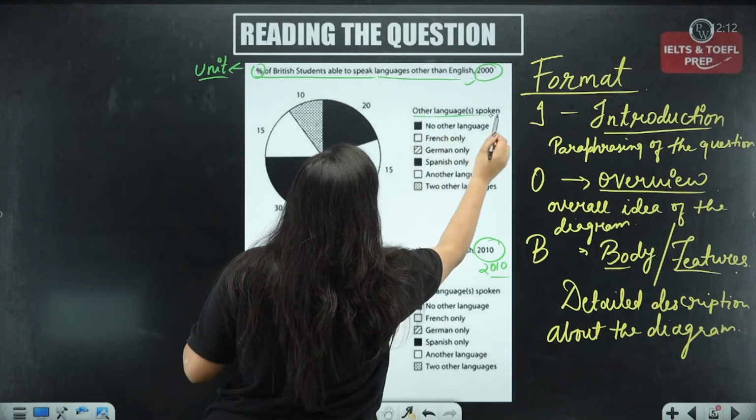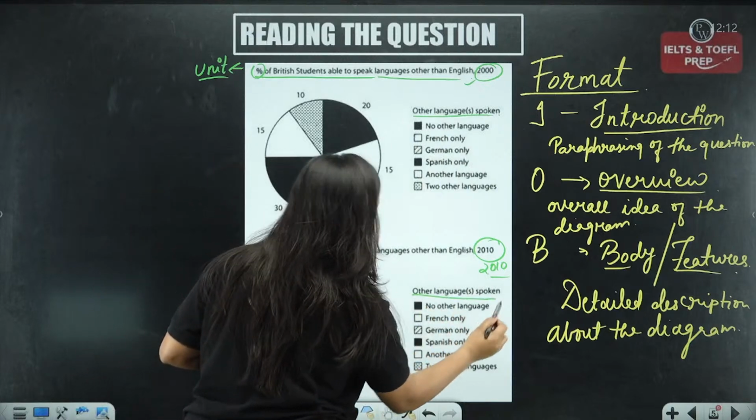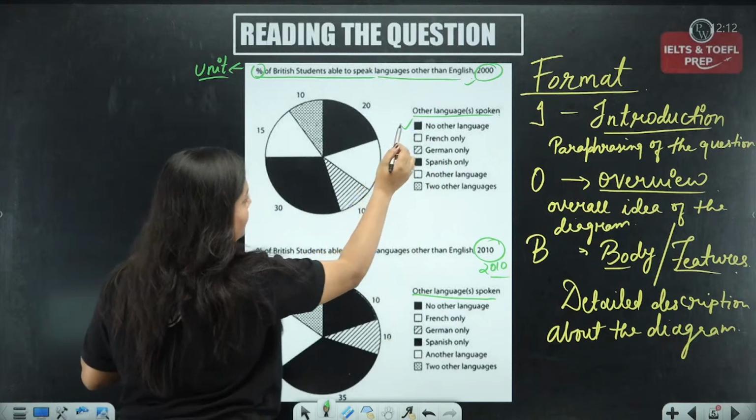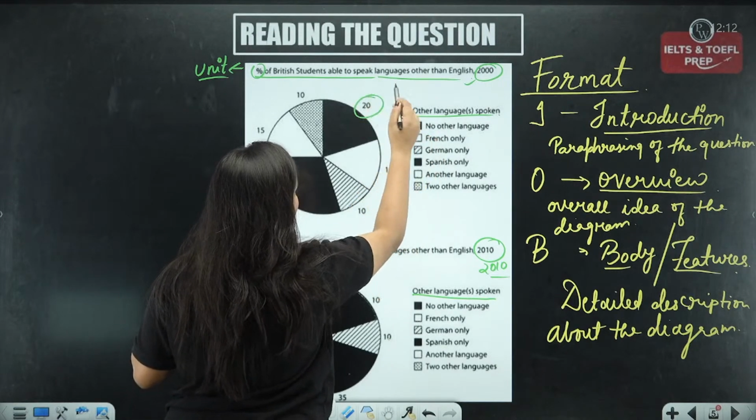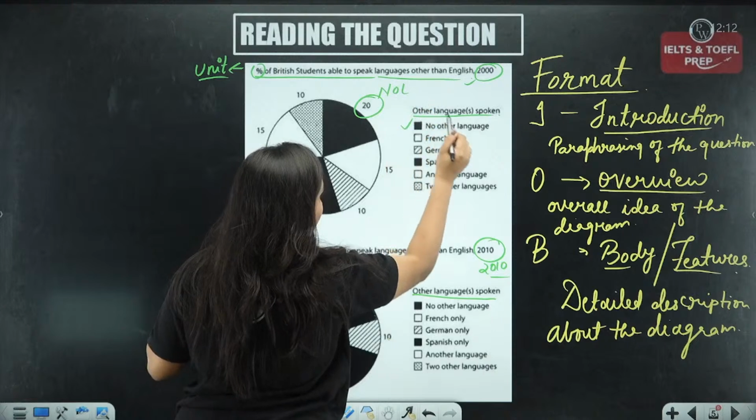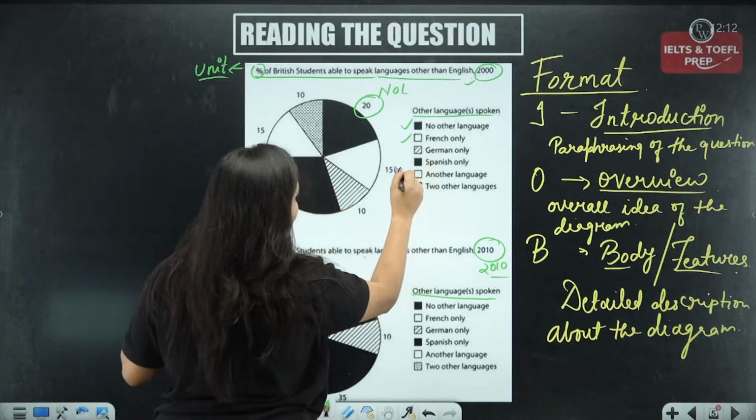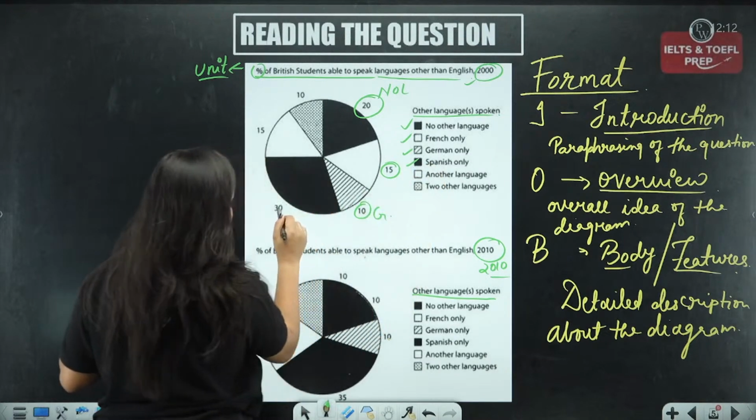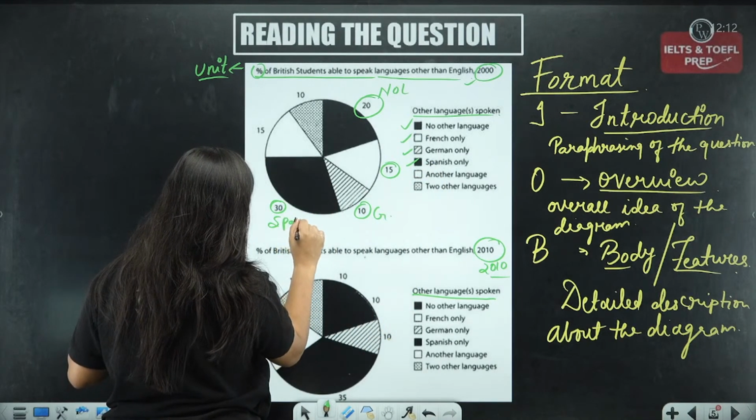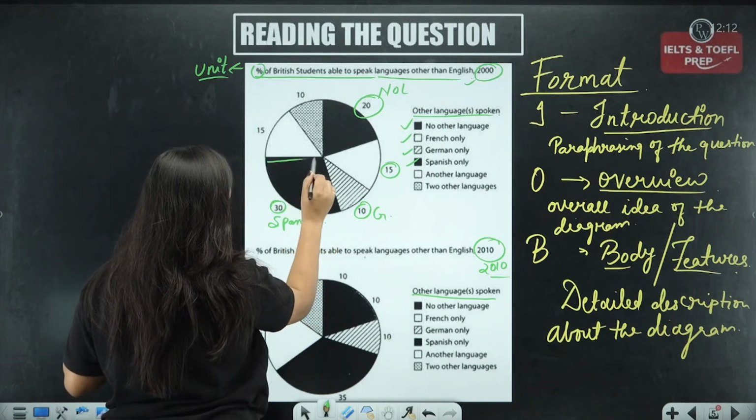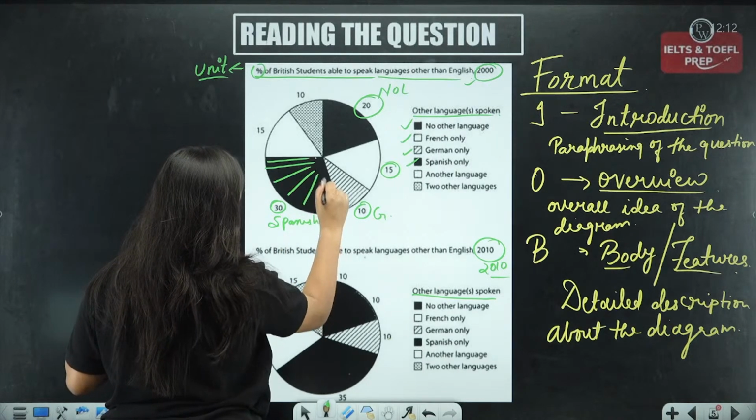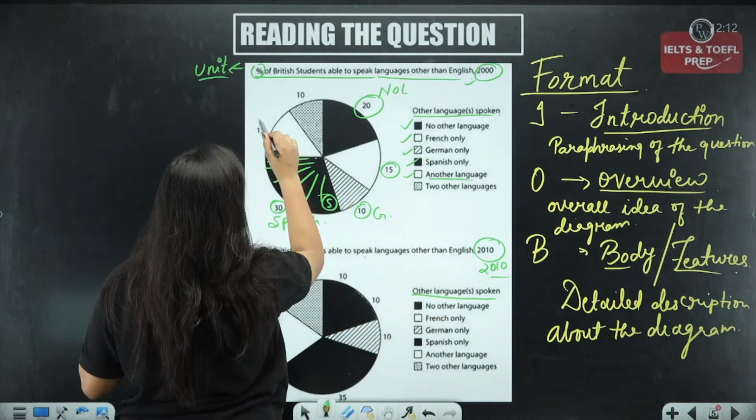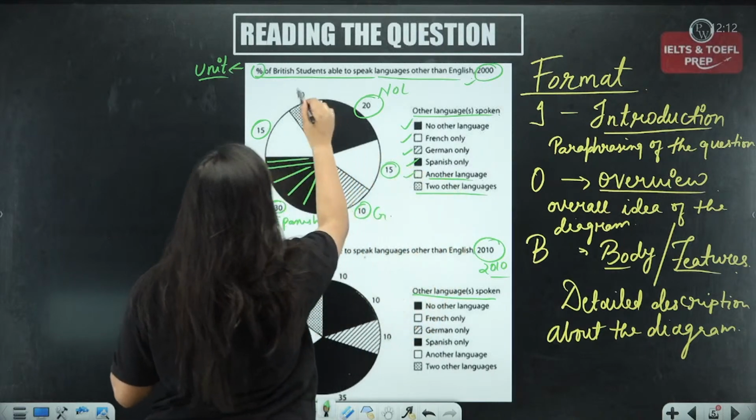Now, here are the categories, right? You can see the categories out here. First of all, we can see no other language, which is in black color. So no other language is going to be this. Now this is French only. The German ones, this is the German. And Spanish, this is Spanish only. Got it? Now I think you will be able to bifurcate. Another language, so this is another language and two other languages. This is two other languages.